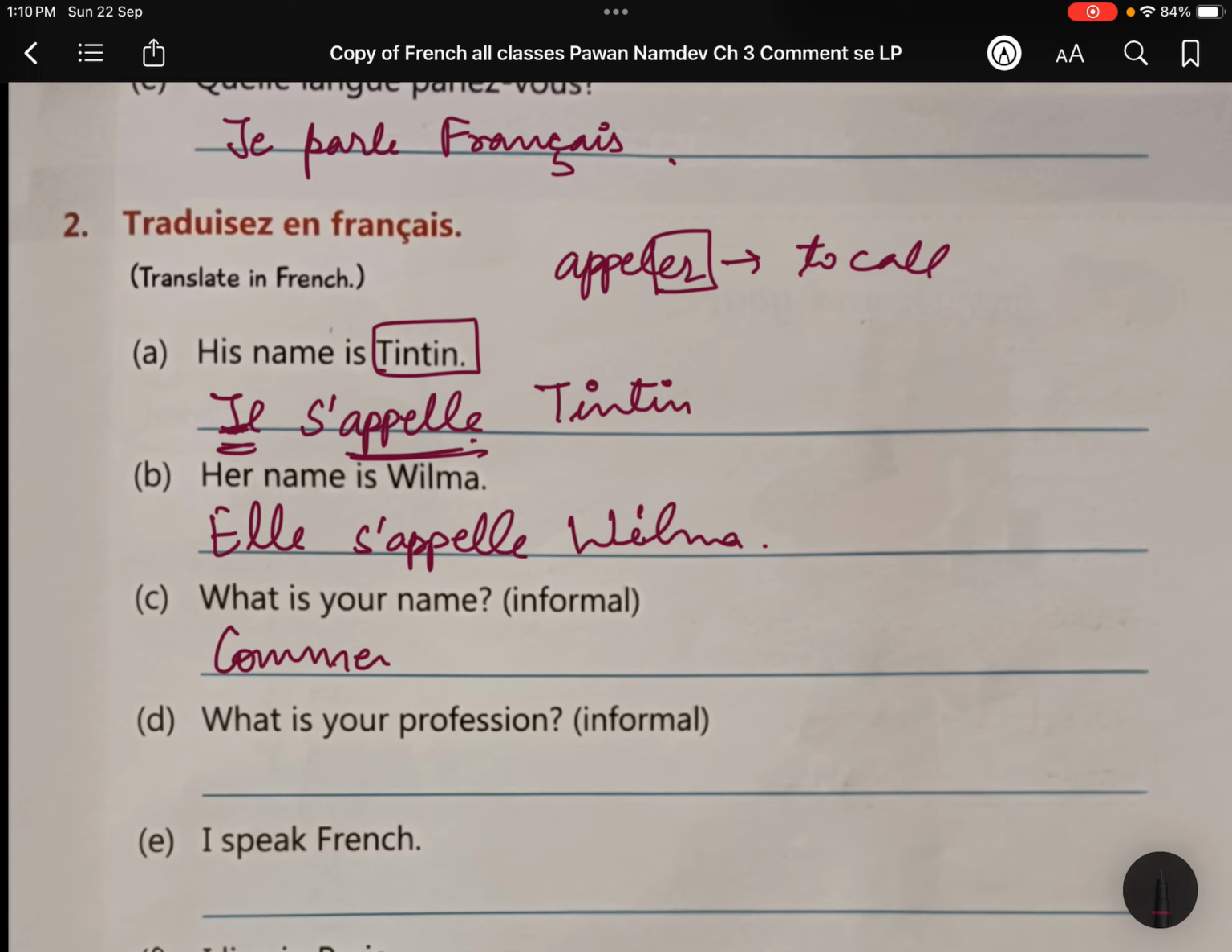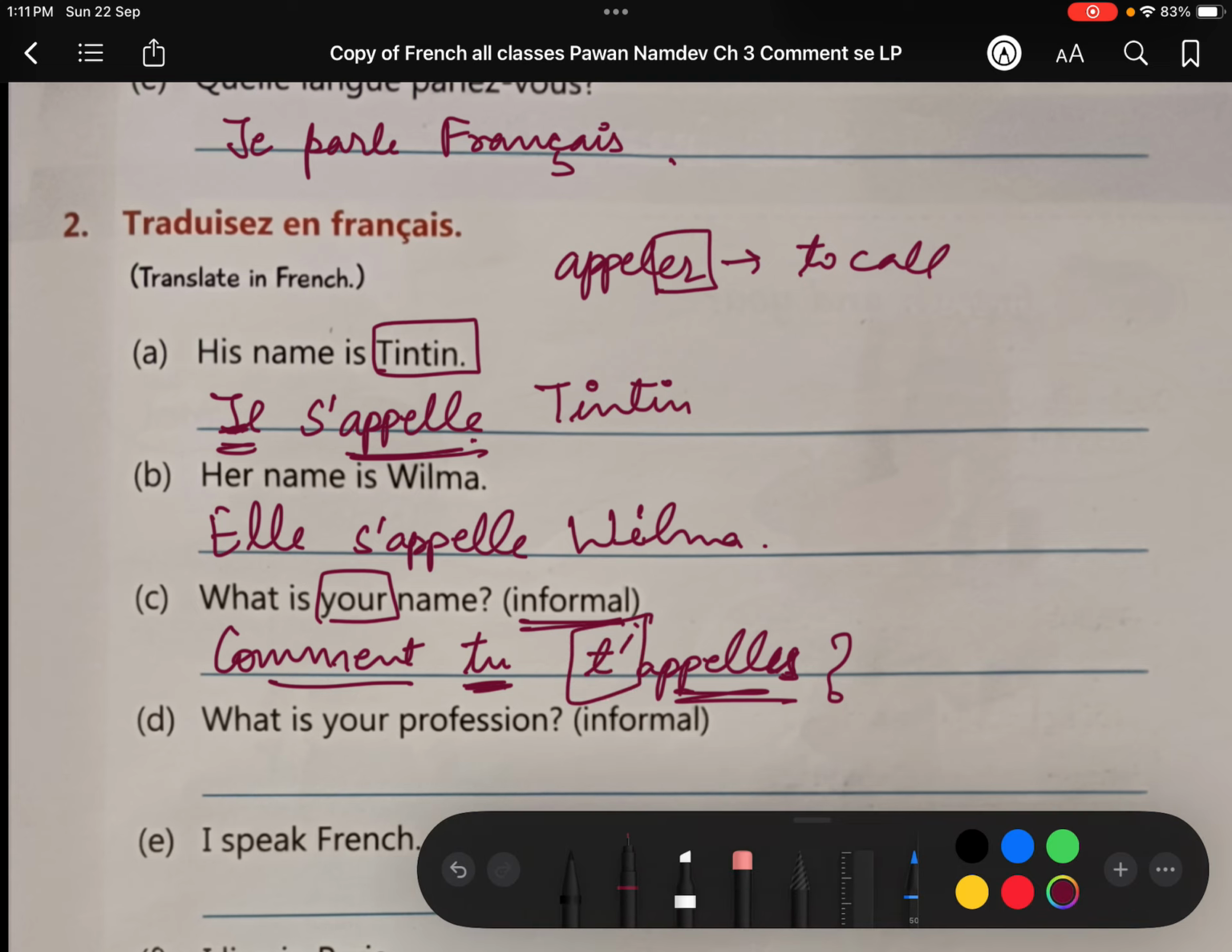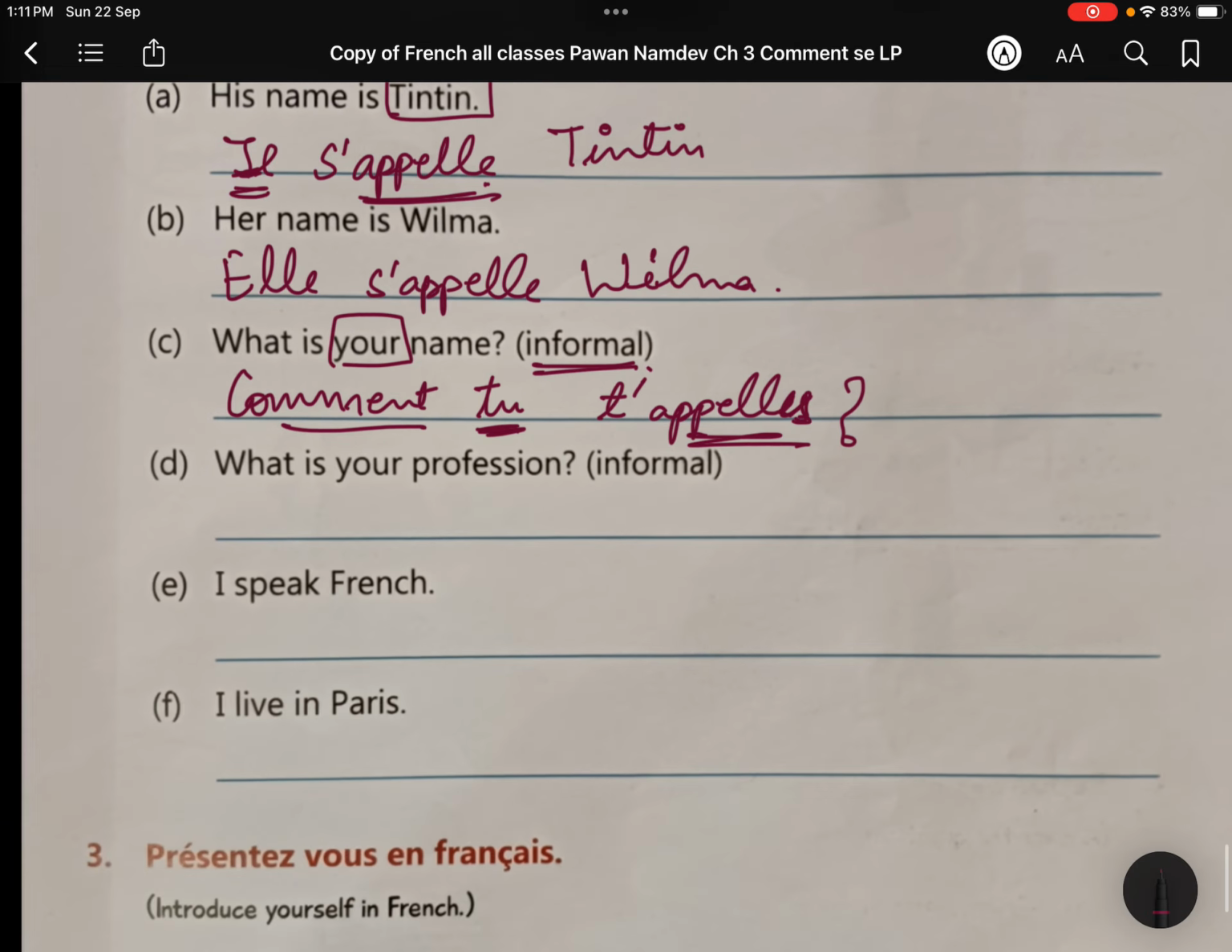Comment tu. It's the informal way. Comment tu is for the informal way. Tu is you. How you call yourself. With tu we have to use es. How you call yourself is t'appelles. T' means yourself. All right, guys. Why apostrophe? Because a vowel is there. After t, we are having a. That's why t'. Comment tu t'appelles?